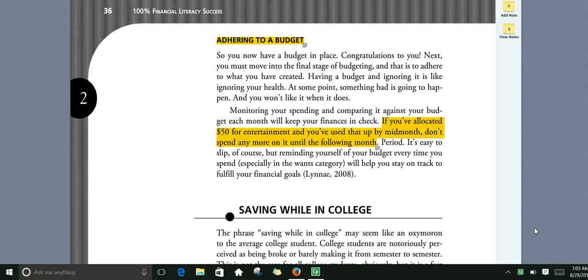You want to be sure that you're adhering to the budget. Once you've spent your money, for instance, for entertainment, then at that point you should not spend any more that month.